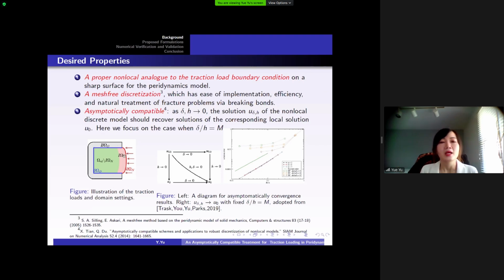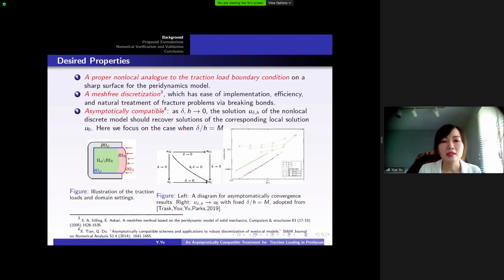Here, because the peridynamics model is consistent with the local classical continuum model when the horizon size goes to 0, our idea comes from here. Because the traction loading is naturally a local type boundary condition, we want to use the knowledge that our peridynamics model is consistent with the classical continuum model to develop a proper non-local analog to the classical traction loading boundary condition.